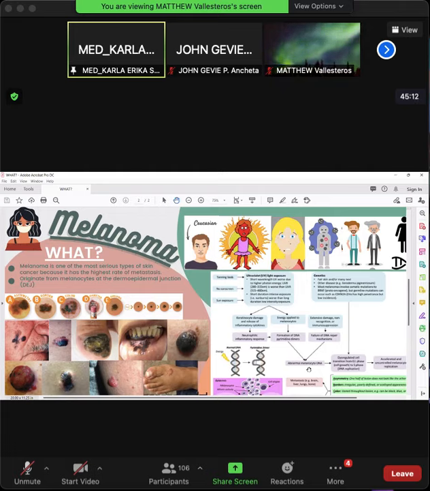And C stands for color variation. The spot has varying colors from one area to the next, such as shades of tan, brown, or black, or areas of white, red, or blue. And D is for large diameter. The spot is larger than 6 millimeters across, about the size of a pencil eraser. And lastly, E is for evolving. The spot looks different from the rest or is changing in size, shape, or color.